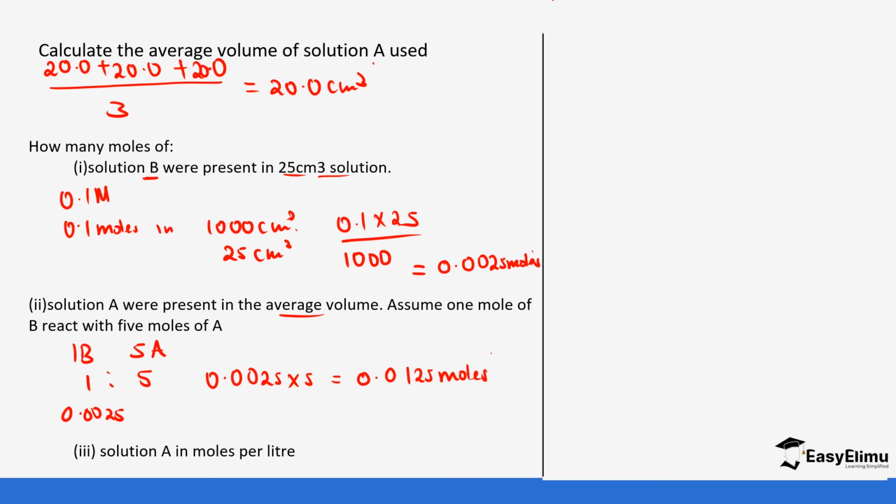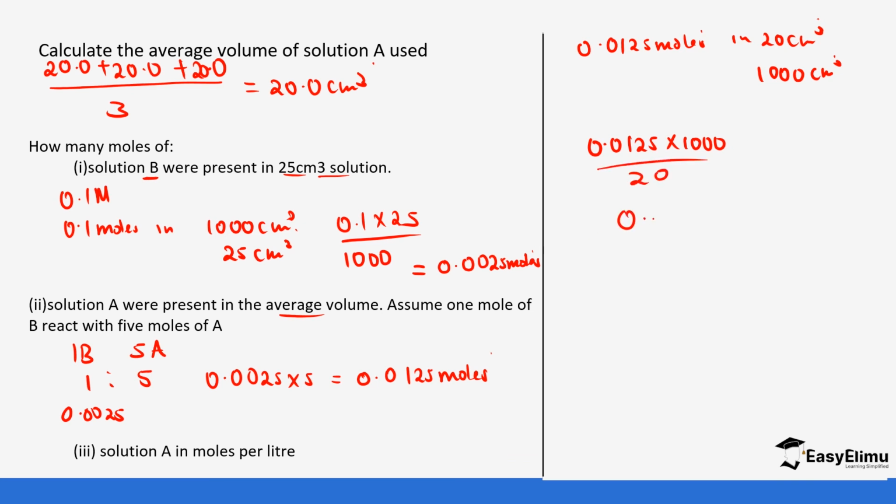And then the last question is to calculate the molarity, or moles per liter, of solution A. We have just said 0.0125 moles of A were in the 20 centimeters cubed, which is the average volume. So what about in 1000 centimeters cubed? It will be 0.0125 moles times 1000 divided by 20, which gives us 0.625 moles per liter. So that's it.